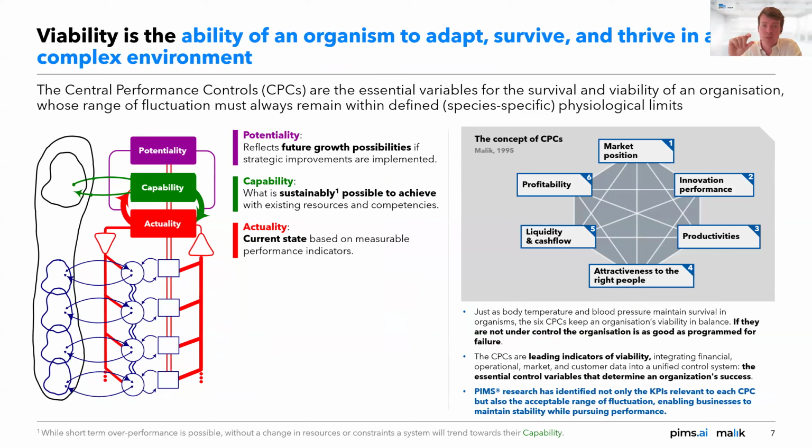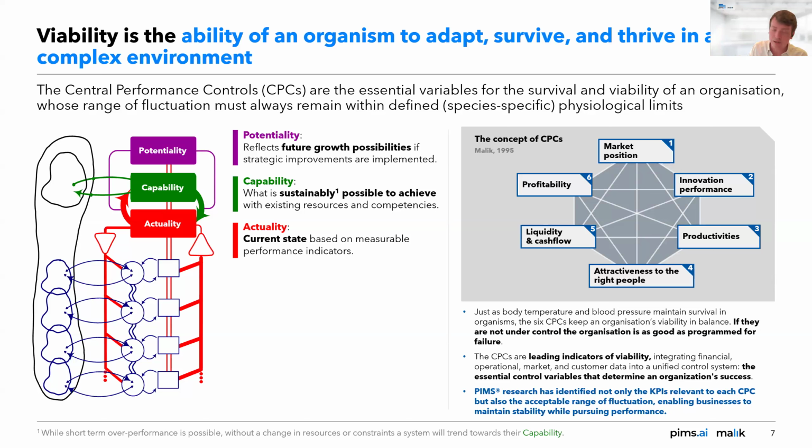Those are the variables that must stay within physiological limits for a system to survive. In a human, that can be body temperature, blood pressure, and so on. For a business, Malik's answer is the 6 central performance controls. We have market position, innovation performance, productivities, attractiveness to the right people, liquidity and cash flow, and finally, stability.